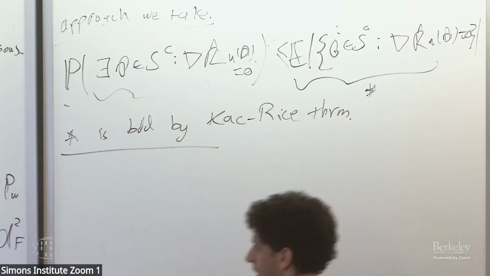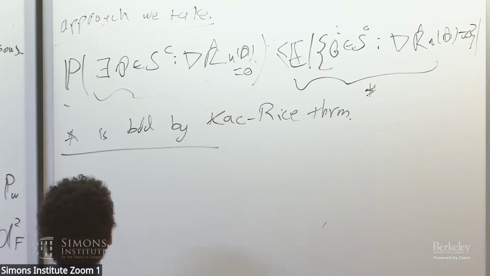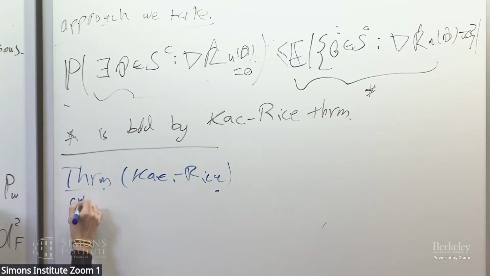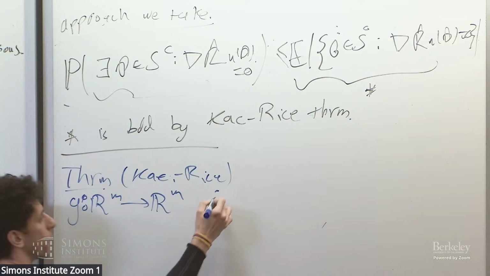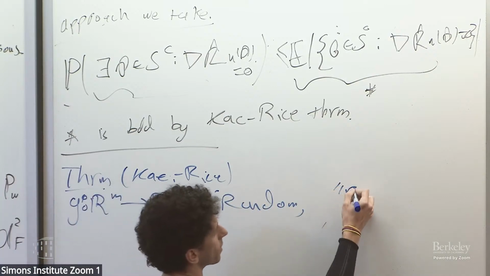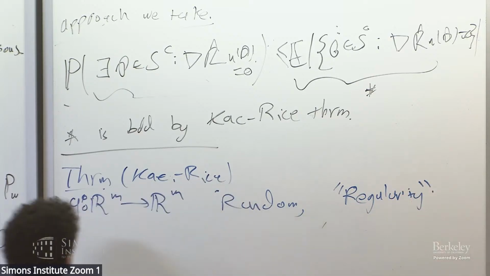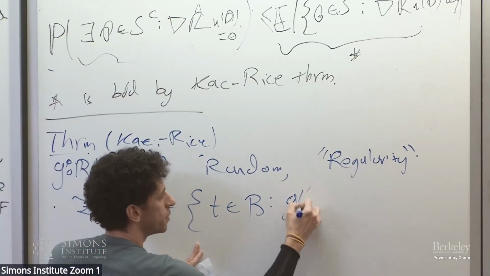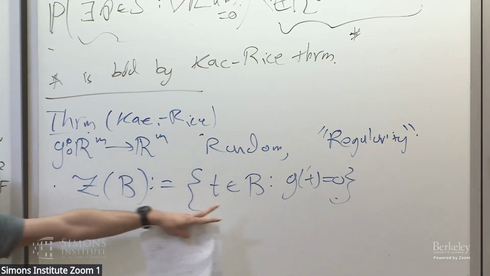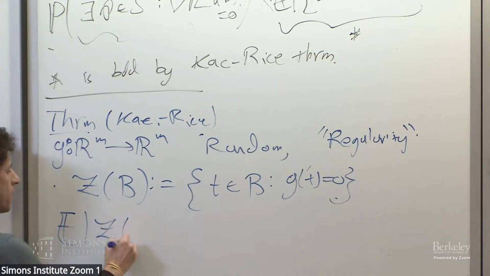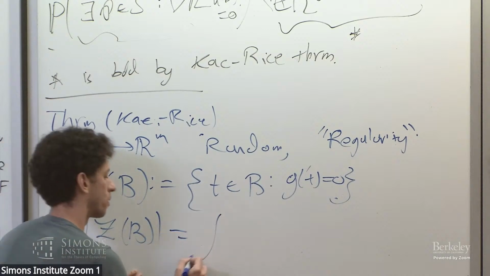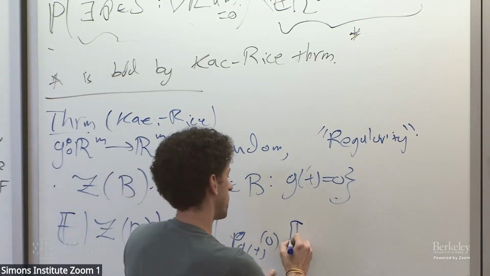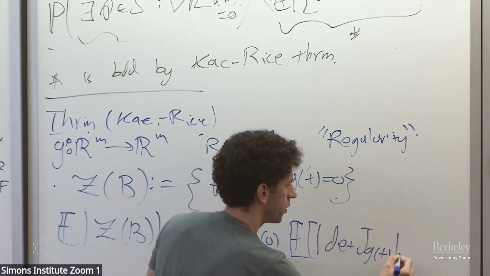Kac-Rice is the following statement. Given a random process G from R^m to R^m, and some regularity assumption, if I'm interested in the set Z(B), which is the set of t in B such that G(t) equals 0, so the set of zeros of this process for t inside some set B, then this theorem tells me that I can compute the expected cardinality of this set as an integral over t in B of p_{G(t)}(0), the density of G(t) at 0, times the expectation of the absolute value of the determinant of the Jacobian of G(t), conditional on G(t) equals 0.